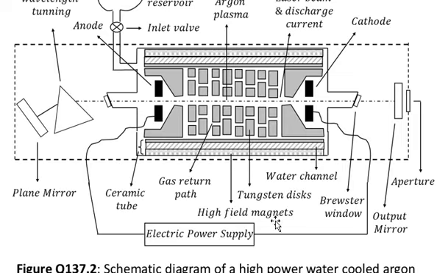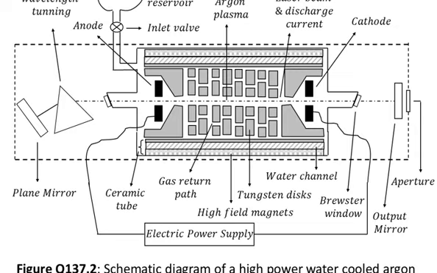And this is the high magnetic field. I shall also be talking about the purpose of the high magnetic field and the gas return paths. So these gaps in the tungsten discs provide a means for the gas return path. And this is the ceramic tube, through which the water channel is located, and the high magnetic field is also applied across it.